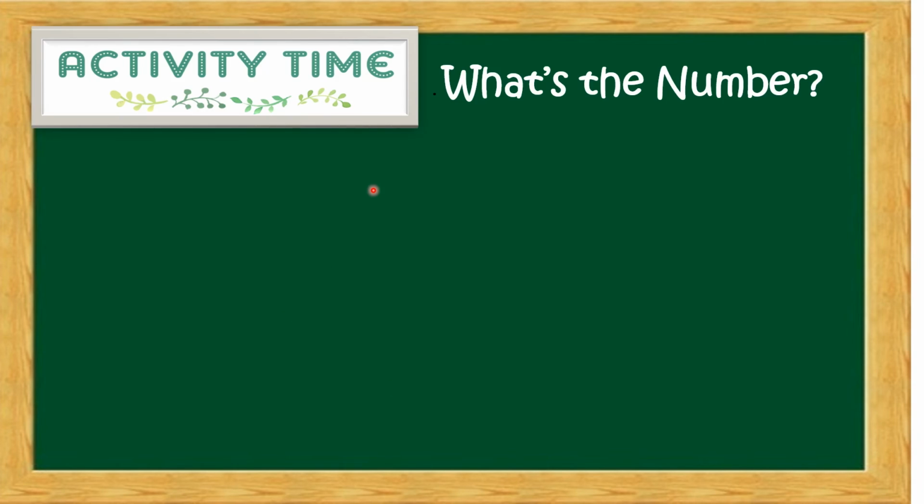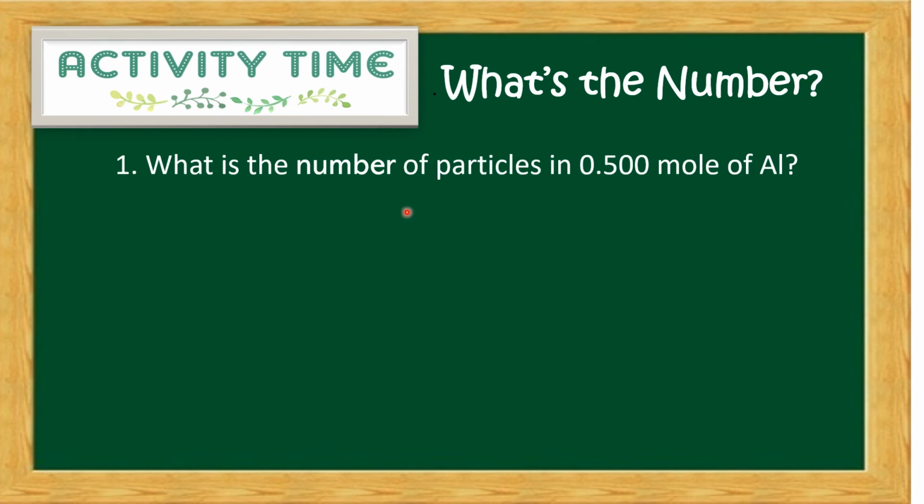Let us do some dimensional analysis to practice your skills and apply what you have learned about mole and the number of particles relationship. Remember that 6.02 times 10 raised to the 23rd power particles is equal to 1 mole. I want you to convert the following units, write your solution, and answer on a separate sheet of paper. You can pause the video while doing your computation. For question number 1, what is the number of particles in 0.500 mole of aluminum?